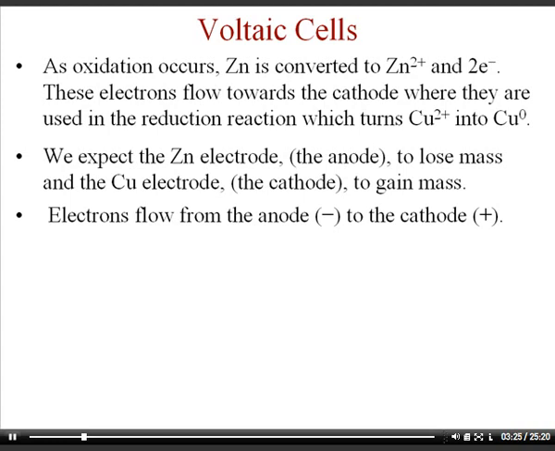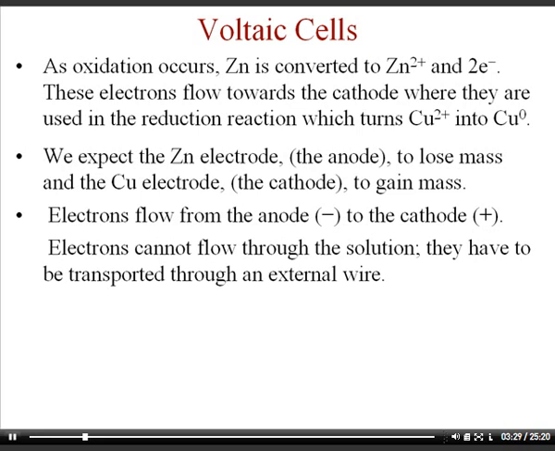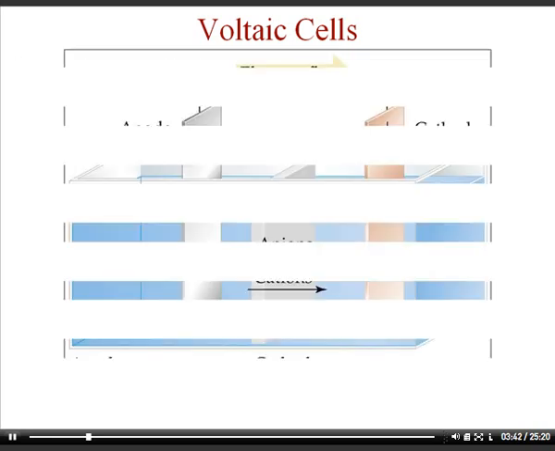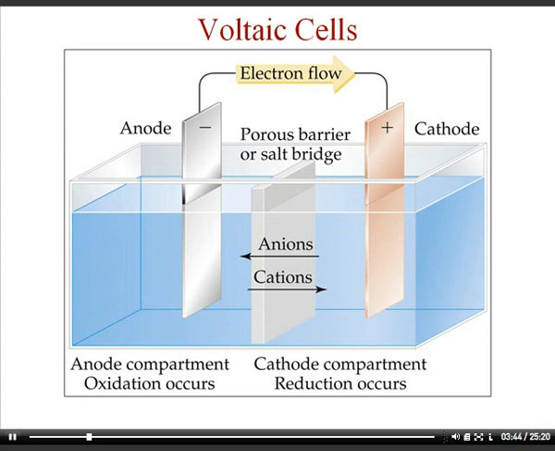Now the electrons, again, flow from the anode to the cathode. That's from the negative to the positive. And the electrons cannot flow through the solution, so they have to be transported through an external wire. So the electrons can't go through the salt bridge, they have to go through the wire. The anions and the cations can go through this porous barrier or salt bridge. And this is just another general picture of it without specific elements being listed.